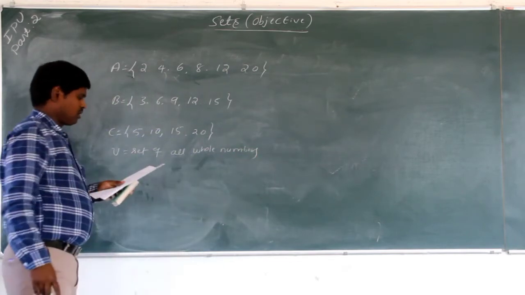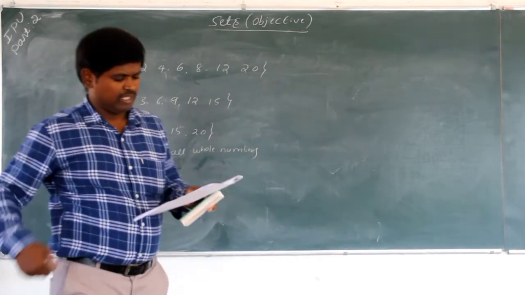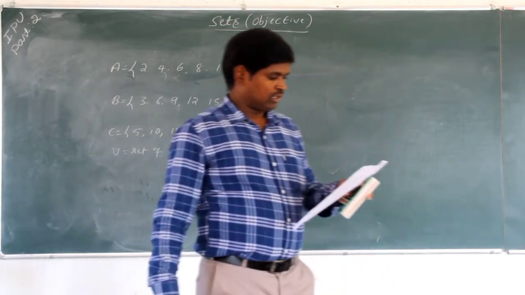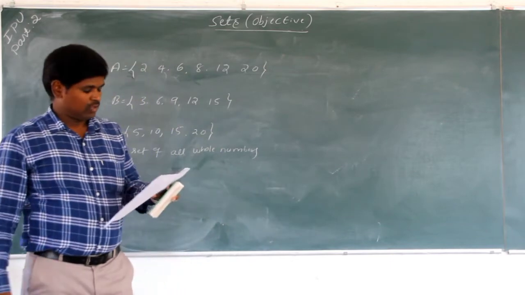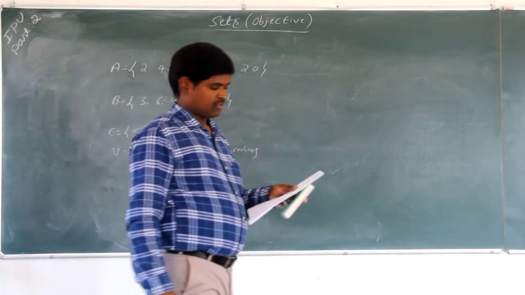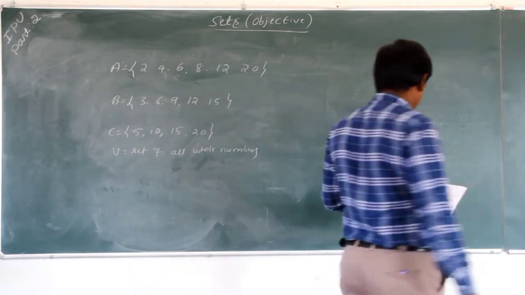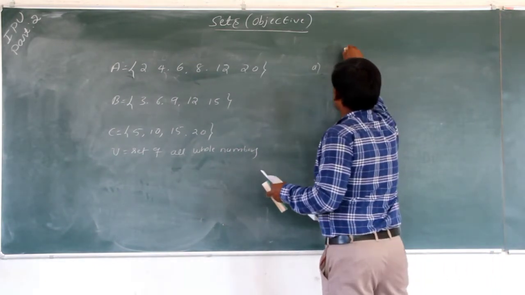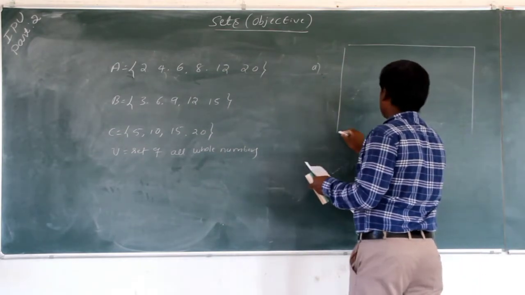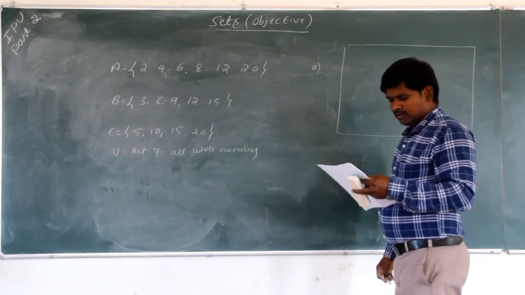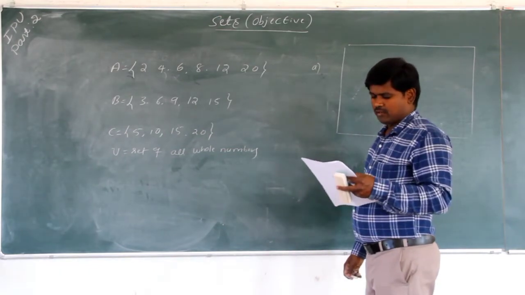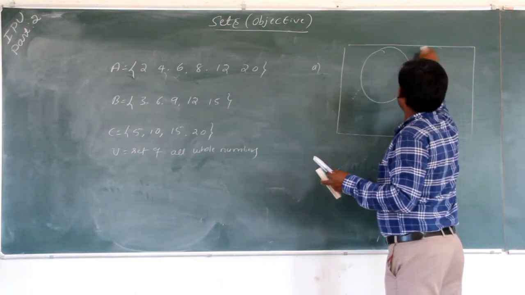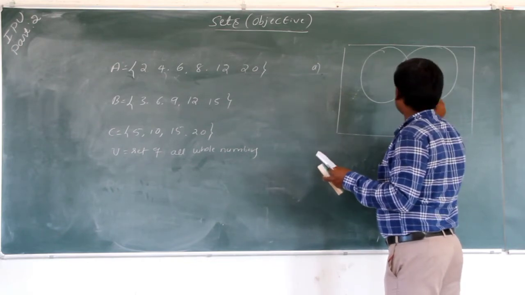Then the correct Venn diagram is here. They have given 3 Venn diagrams, and one more option is D, none of these. So which of the following is the right answer? See here, in option A, what they have given. First observe set A, set B, and one more is set C.